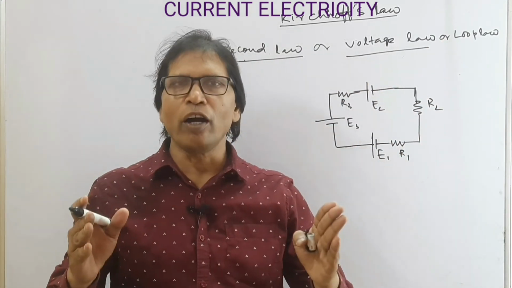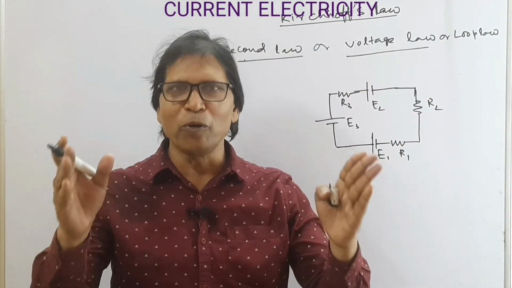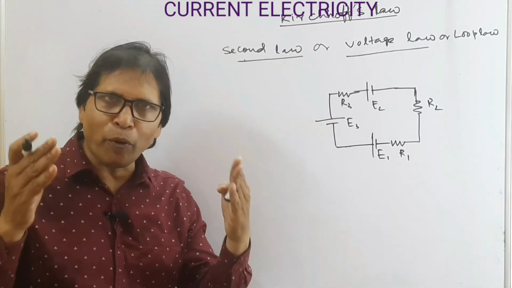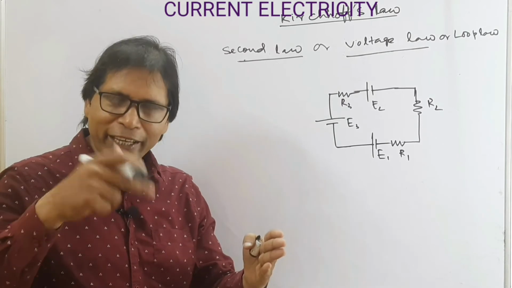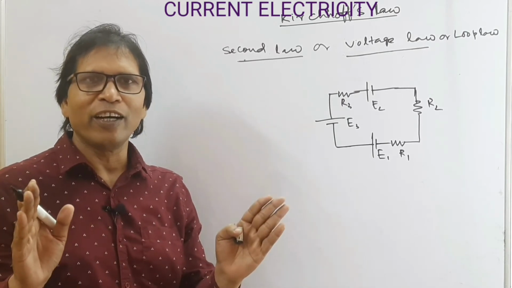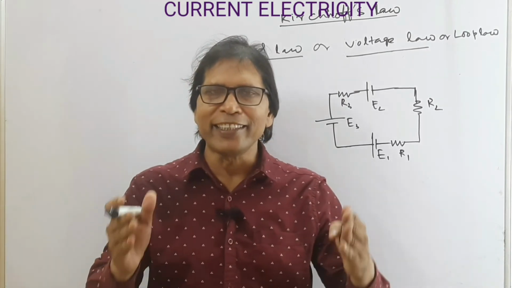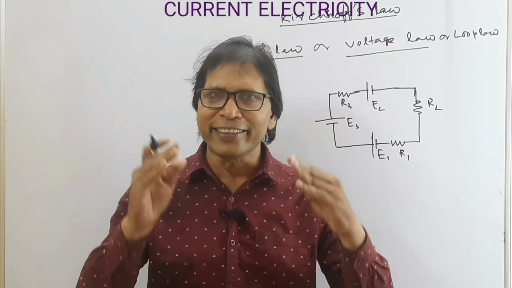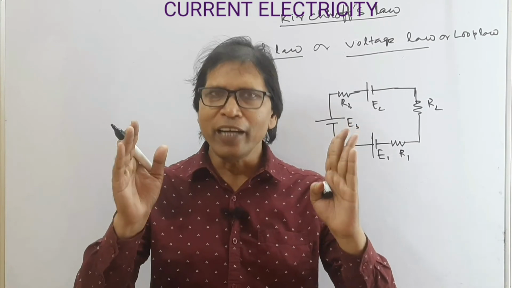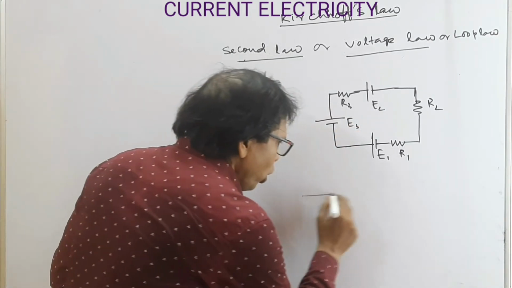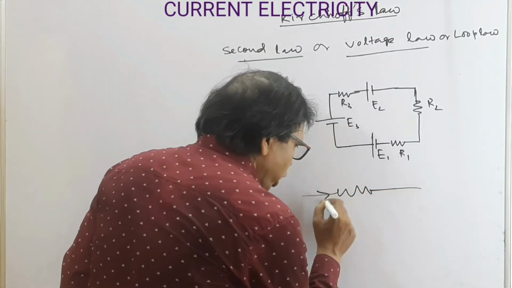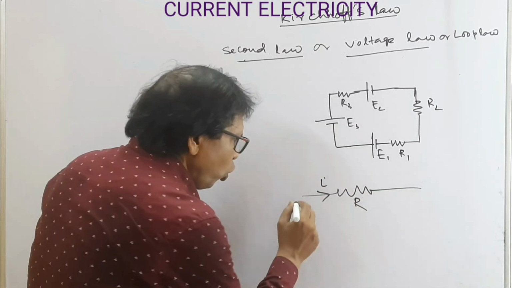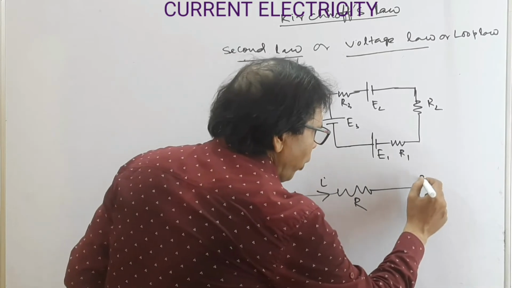It is also called voltage law or loop law. Now the statement: the algebraic sum of potential differences in a given loop is 0. The rise of potential is taken as positive and fall of potential is taken as negative. Now look at this. Suppose current flows along this direction, this is the current I and this is the R. So this is the point A, this is the point B.